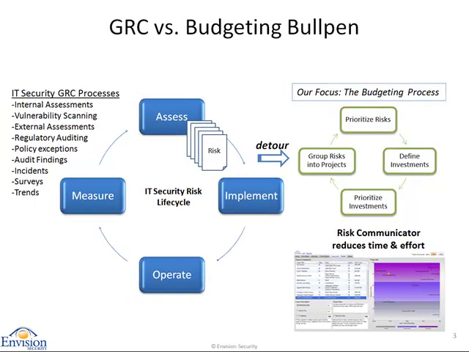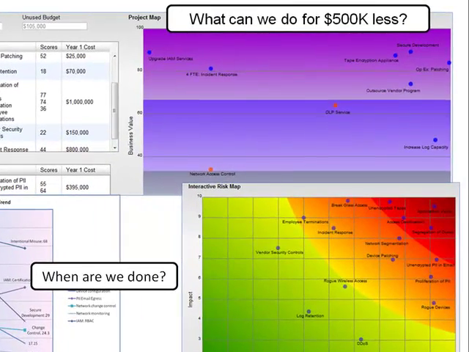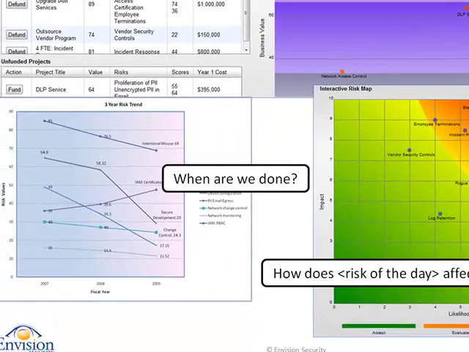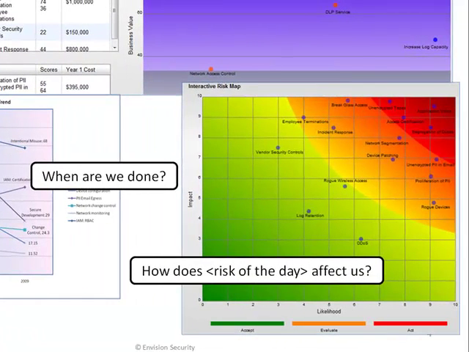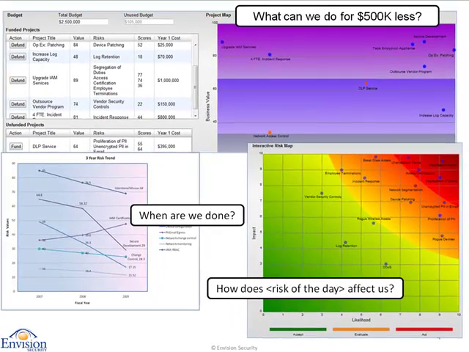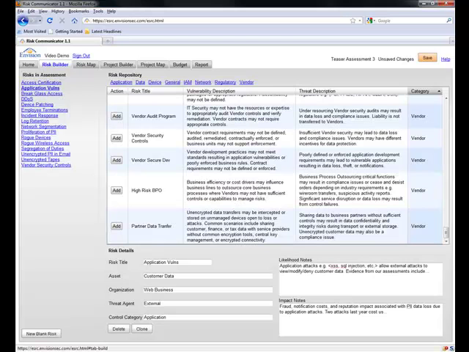Now let's introduce some of the outputs and questions answered by Risk Communicator. What can we do with more or less budget? When are we done mitigating priority risks? And my favorite, how does that risk of the day affect us? Now let's go to a sample assessment inside Risk Communicator to see how these questions are answered.